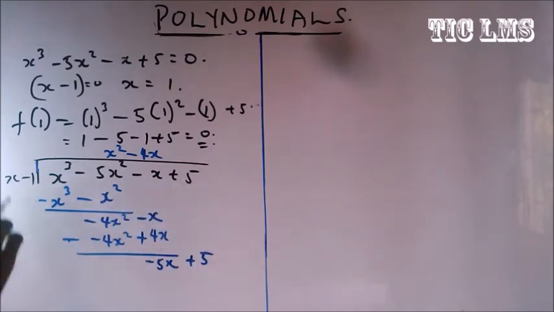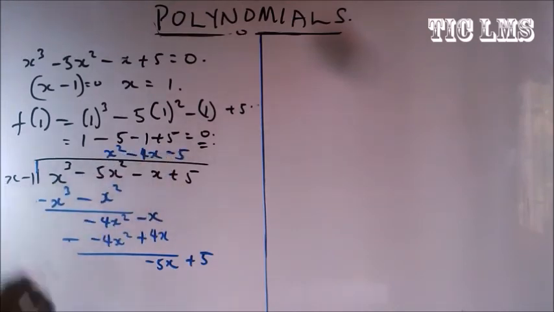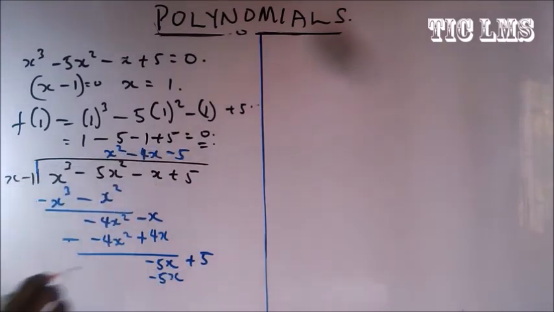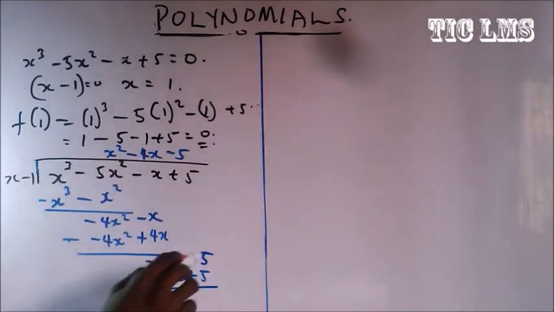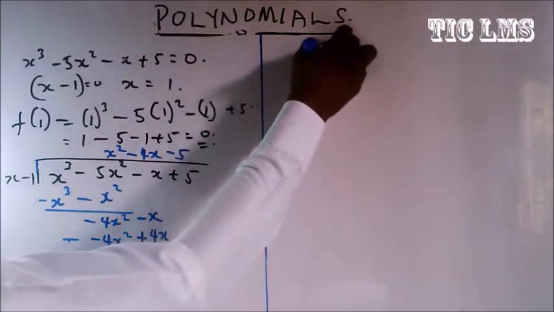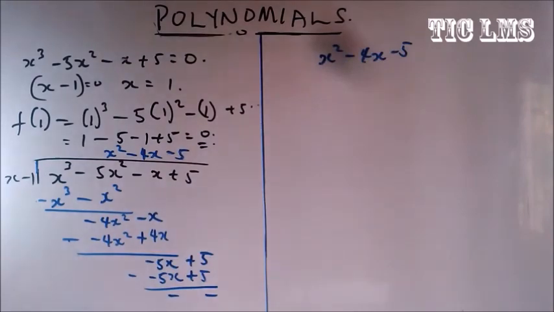That's plus 5. x into minus 5x, that leaves us with minus 5. Minus 5 times x, we have minus 5x. And then minus 5 times minus 1, we have plus 5. 5 minus 5, we have nothing. And then minus 5x minus minus 5x, we have nothing. And so we have it that x squared minus 4x minus 5 is the quotient.